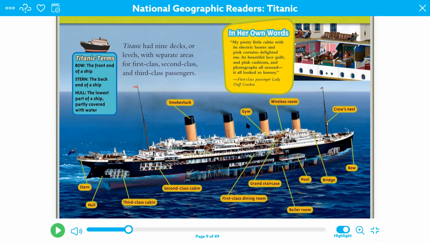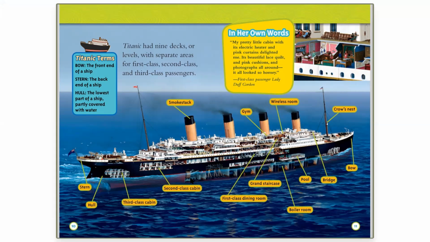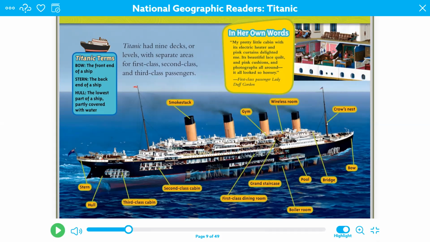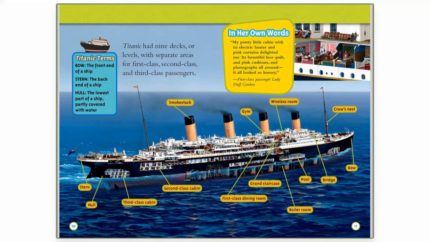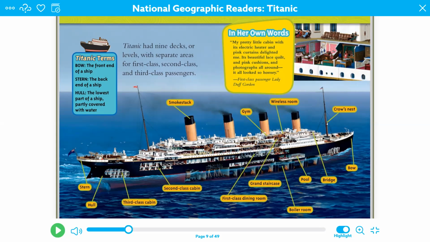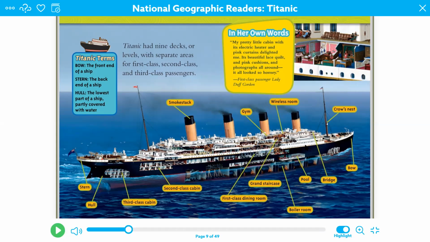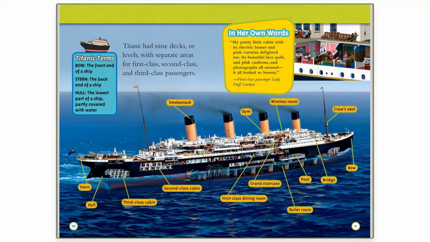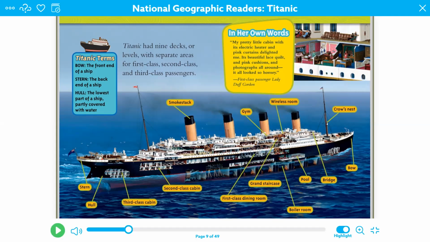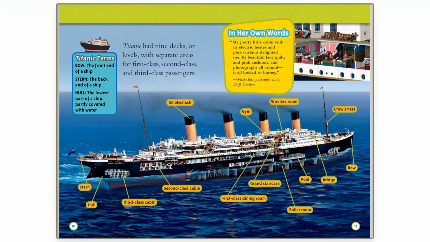Oh, look, my questions are answered. Here's the second class cabin and the third class cabin. Where's the first class cabin? Oh, it doesn't show me. It looks like the third class was down low and the second class was a little higher. Maybe the first class was on the top of the boat because they had the most money. Maybe. Okay, we're learning a lot of information from this one big picture.